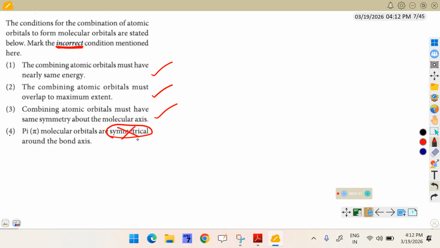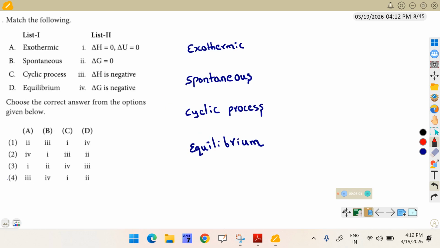No. Pi molecular orbitals are unsymmetrical around the bond axis. So the incorrect statement is the fourth option. Next, matching type of question.